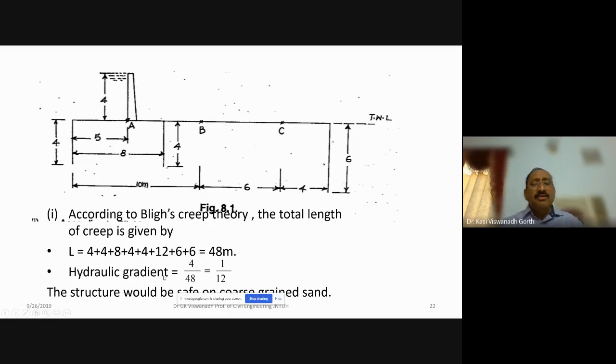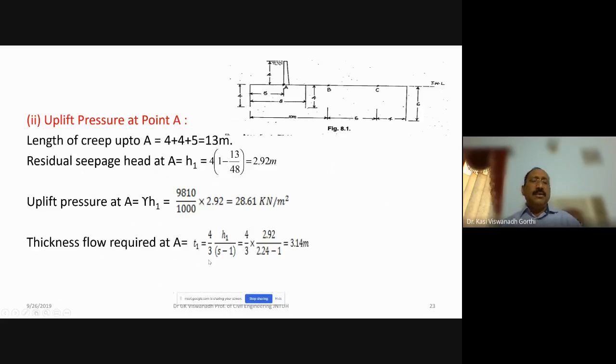So the hydraulic gradient will be H by L. So the total head of water is 4 divided by 48, 1 by 12. Okay, the hydraulic gradient is 1 by 12. Now, uplift pressure at point A. So this point A is at a distance of 5 meters.